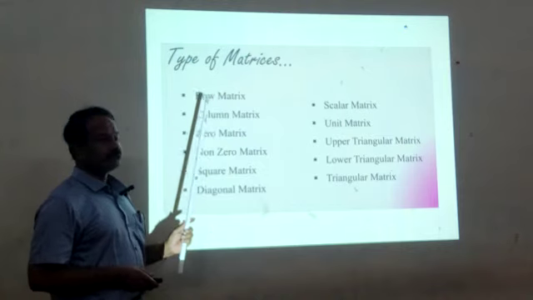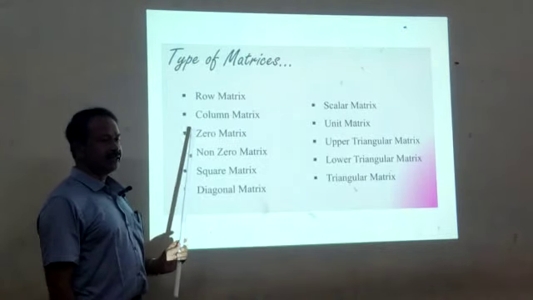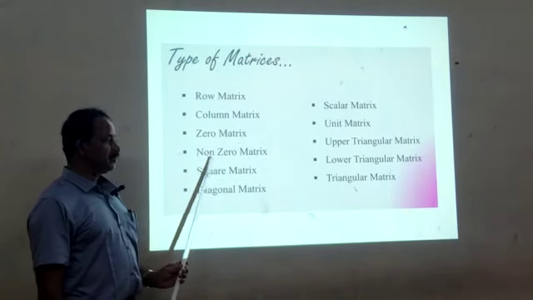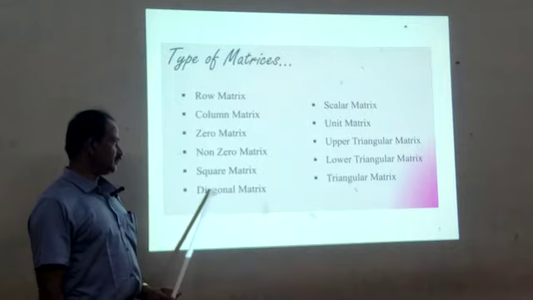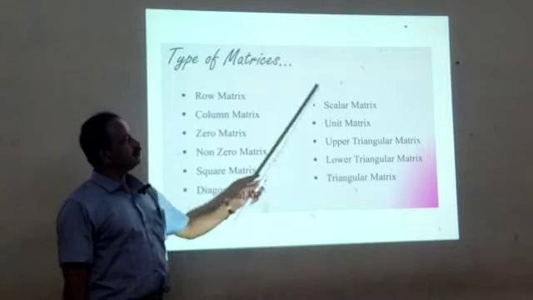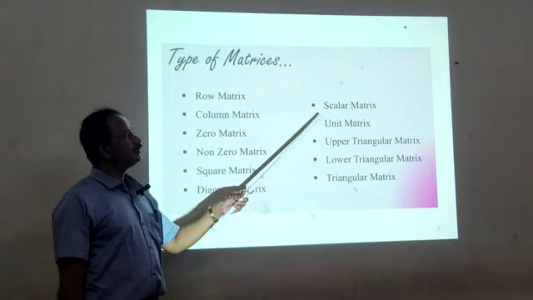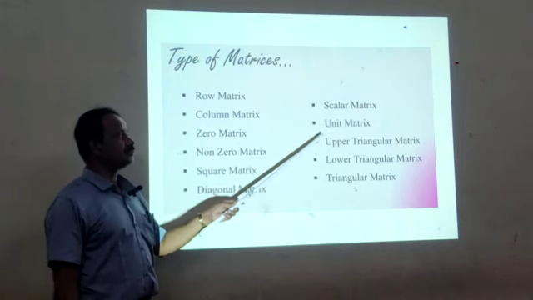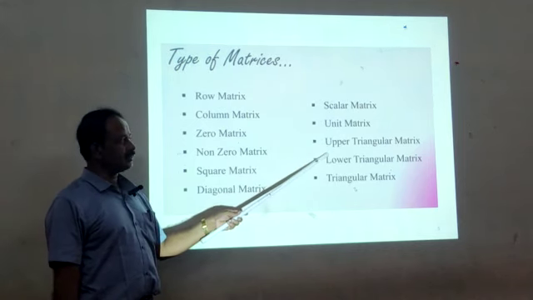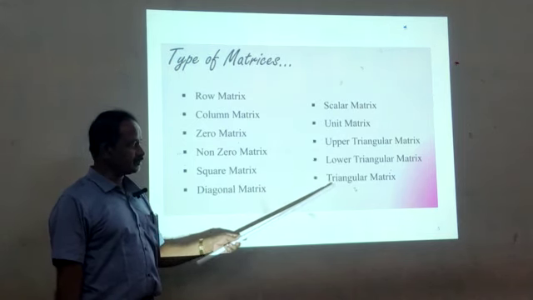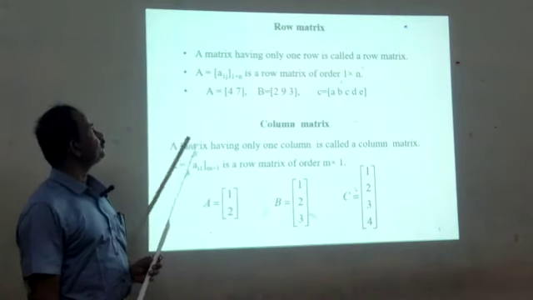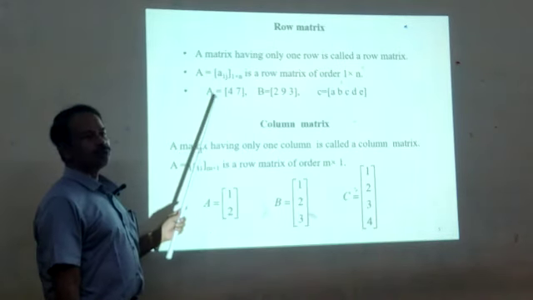Types of matrices that we are going to learn: row matrix, column matrix, zero matrix, non-zero matrix, square matrix, diagonal matrix, scalar matrix, unit matrix, upper triangular matrix, lower triangular matrix. So first thing is the row matrix.